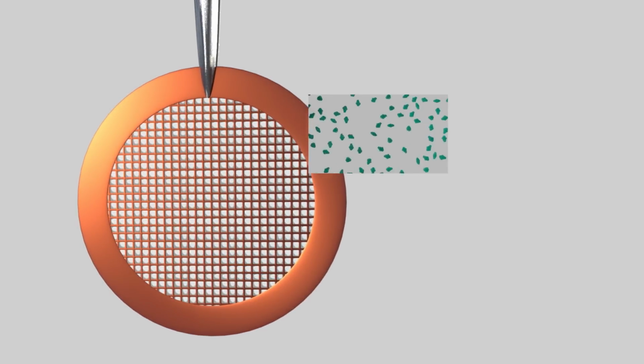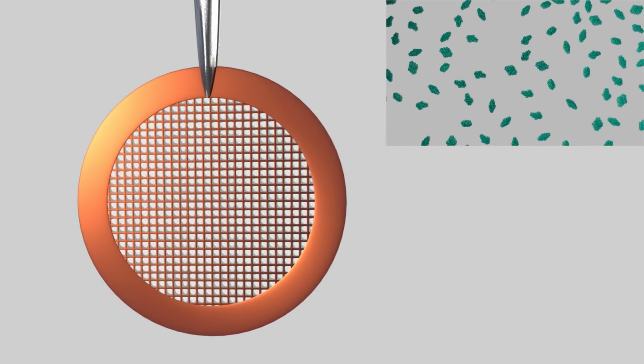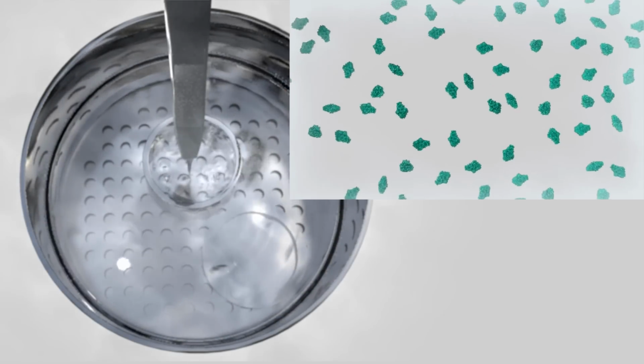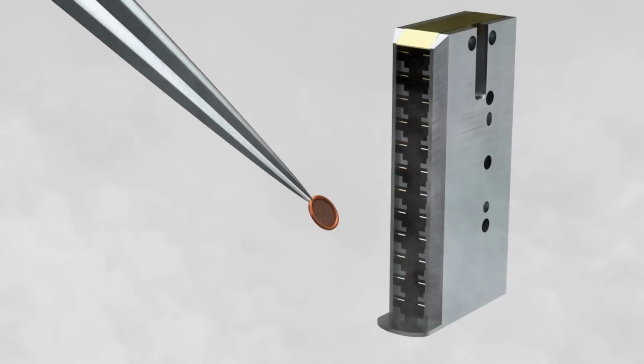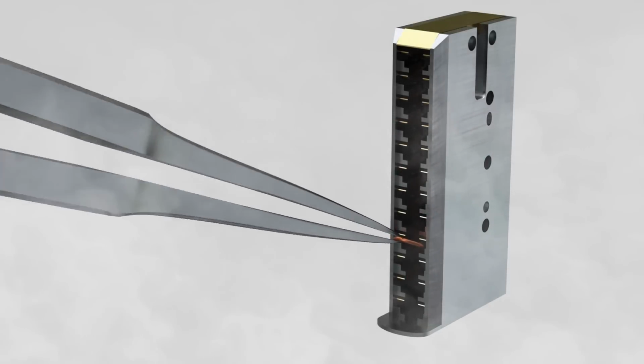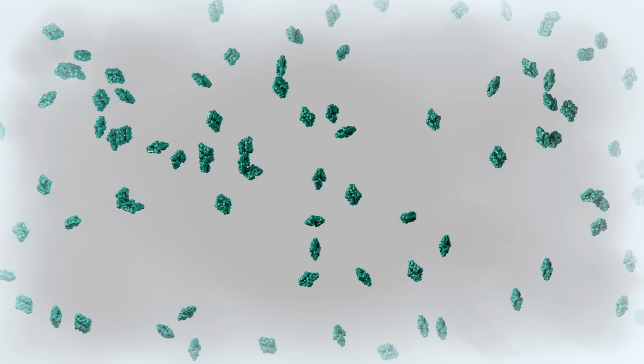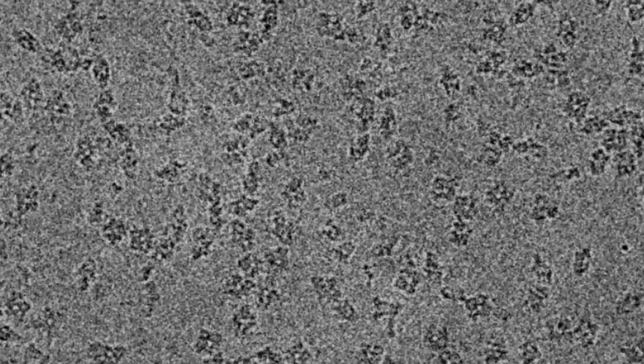To stop the movement of the molecules and protect them during imaging, the grid is quickly cooled to around minus 200 degrees Celsius. Next, the grid is loaded into a cassette and put under the scope. These molecules are too small to be seen with visible light. Instead, electrons are used to visualize them.